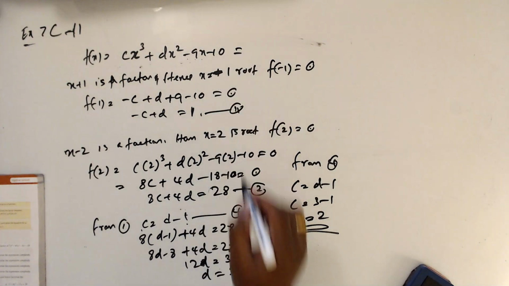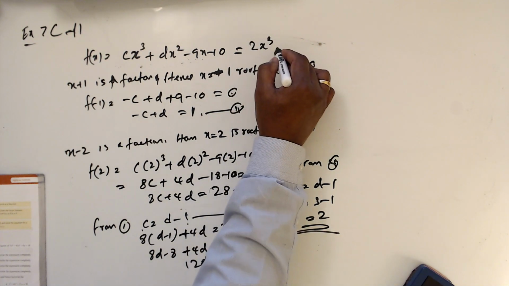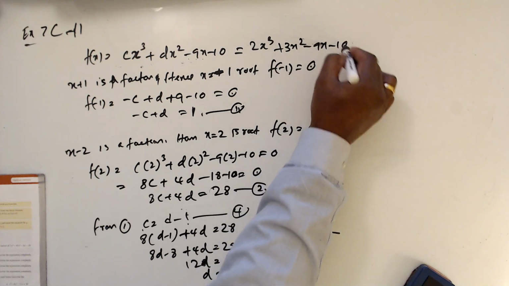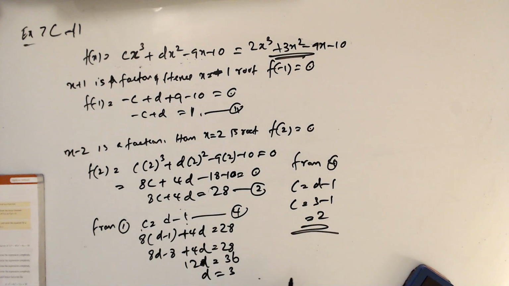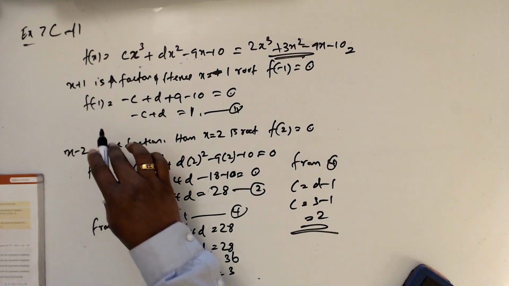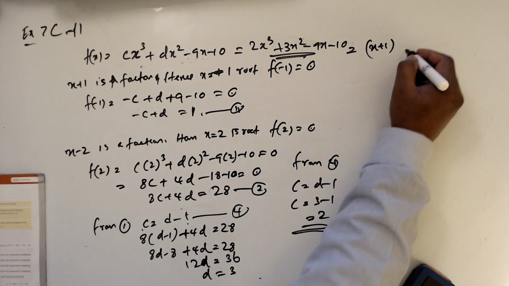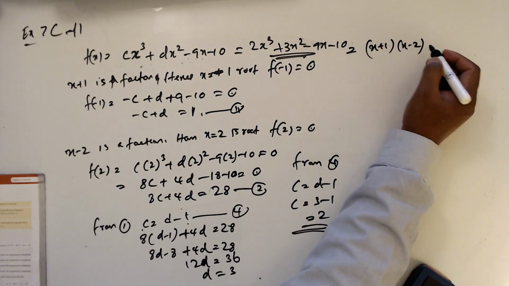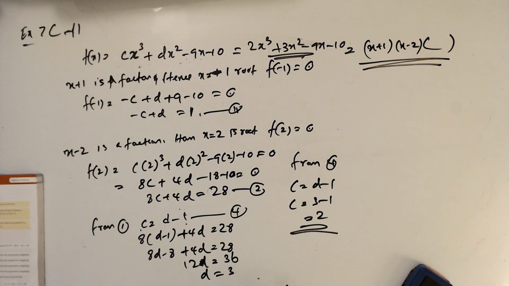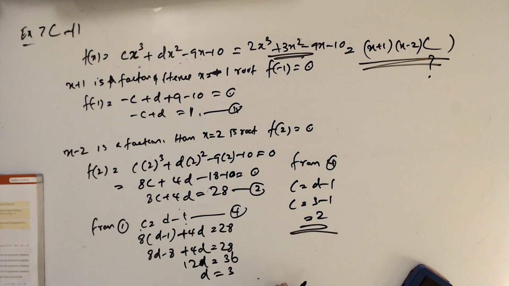So the equation is going to be 2x cubed plus 3x squared minus 9x minus 10. Now x plus 1 is a factor, x minus 2 is a factor. What is the other factor? This is the question you have to think about. The factor.